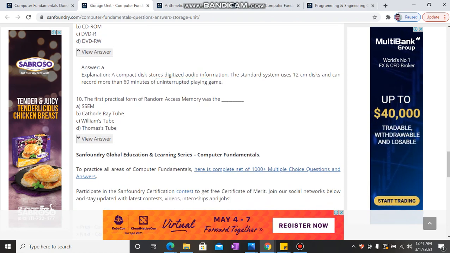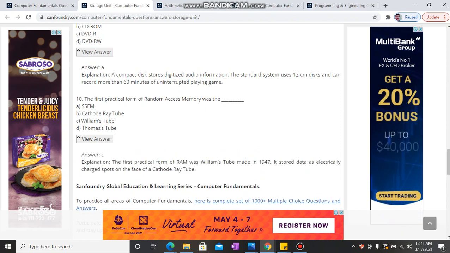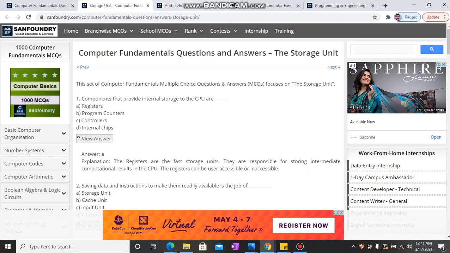We have another question: the first practical form of random access memory was the Williams Tube. How was it done? The first practical form of RAM was the Williams Tube. In 1947, it stored data as electrically charged spots on the face of a cathode ray tube. So I guess that's done for today.